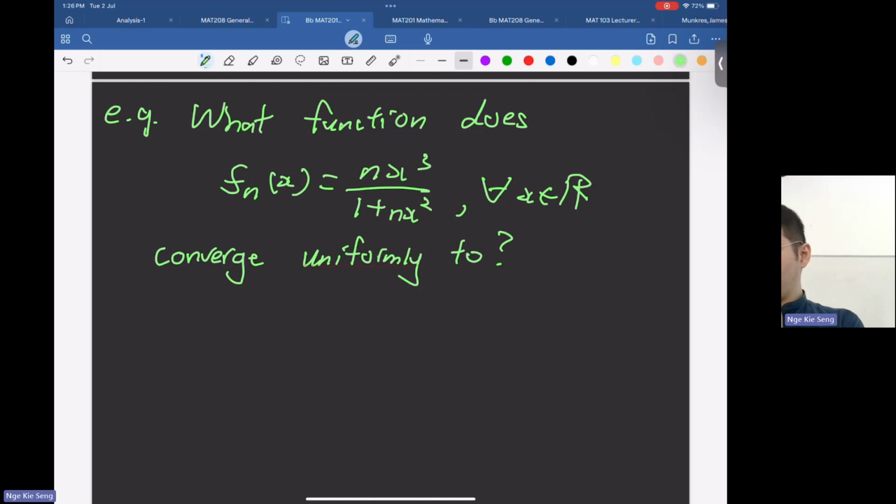Right. So I write down this sequence of functions here: nx cubed over 1 plus nx squared. Okay, so the question is, what does this sequence converge uniformly to?